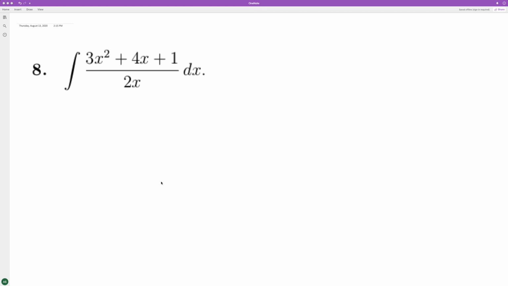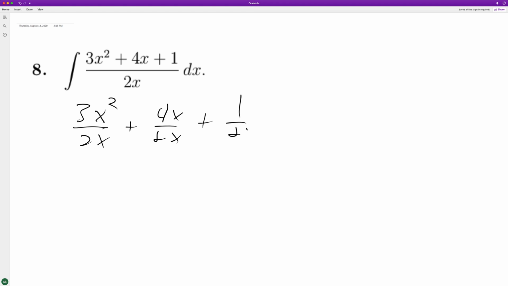Integral of the following problem. There's a couple ways we can do this. Probably the easiest one is to just break this down. So before we integrate anything, it's just the same thing as 3x squared divided by 2x plus 4x divided by 2x plus 1 divided by 2x. So another way to say this is 3 halves x plus 2 plus 1 half x raised to the negative 1.